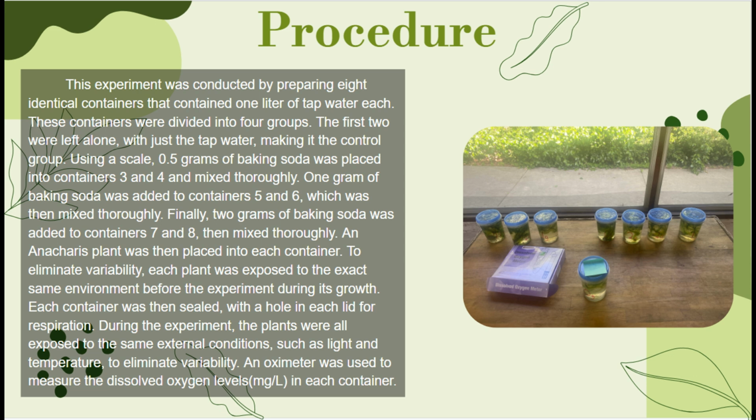Our experiment was conducted by preparing 8 identical containers filled with 1 liter of tap water each. Our first group was the control, and they had 0 grams of baking soda. Our second group was labeled 3 and 4, and they each had half a gram of baking soda. And 1 gram of baking soda was added to containers 5 and 6. Finally, 2 grams of baking soda was added to containers 7 and 8.